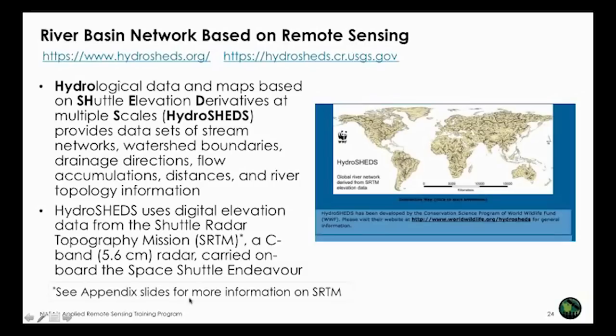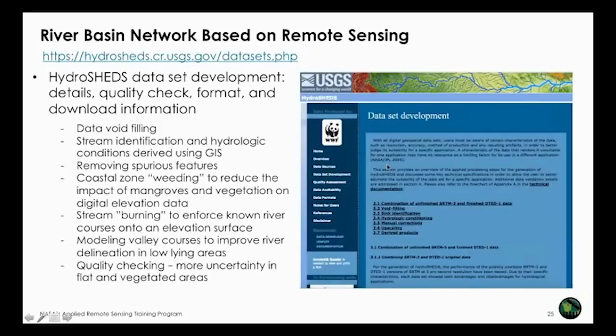So in the appendix, you will see a number of slides talking about SRTM and how to get SRTM terrain data. What we're going to look at here is how SRTM is used in HydroSheds in delineating river network. These websites are important for information about HydroSheds. And as shown here, dataset development is described in detail here in this USGS portal. So HydroSheds data development, so all the information, how data void filling is done, how stream identification and hydrological conditions are derived by using GIS, how spurious features are removed, then also adjustment in coastal zones to reduce the impact of mangroves and vegetation on terrain data, that is described.